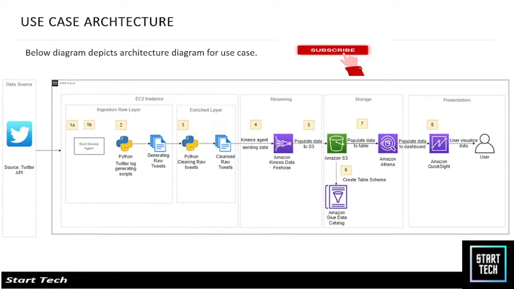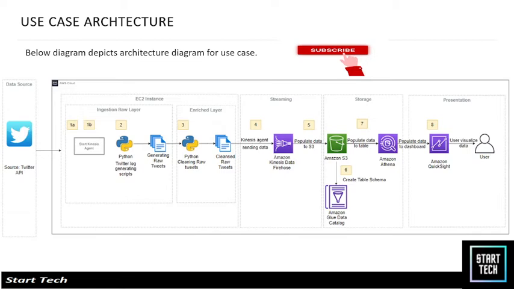Here we are using the Twitter API, so we will get the data from the Twitter API. Before setting up this pipeline, you need to create secrets for Twitter to use the Twitter API. You can get the documentation for this in the description box as well. These are the steps which we need to follow to create it.